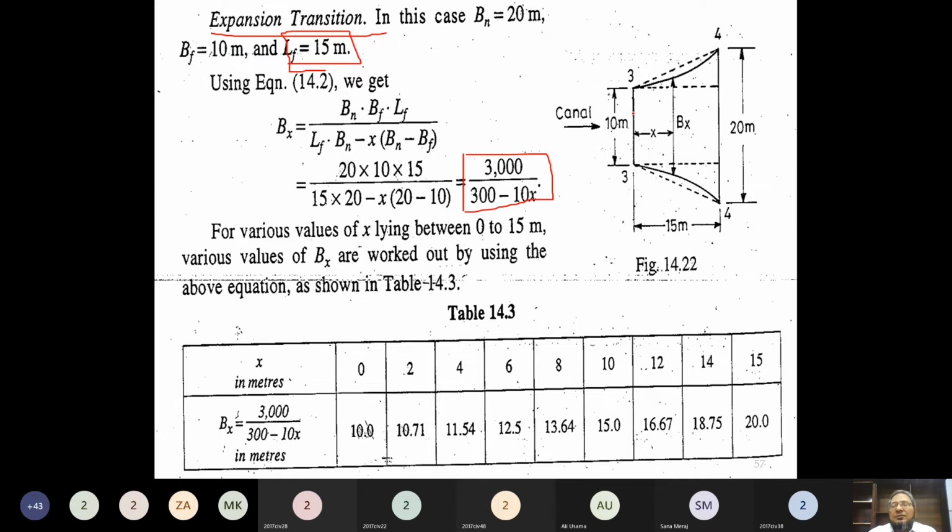transition. Now the x value is in this direction, and this is the bx, and you will make again a table, maybe at interval of 2, and this is the 15 meter, which is the maximum length of the transition. Then using this equation, we have computed the width of the transitions, and the last width should come 20 meter, which is this one. So this is how you can design the contraction transition and expansion transition.